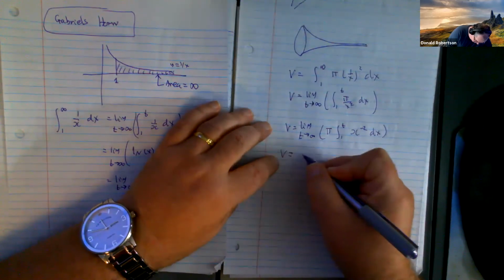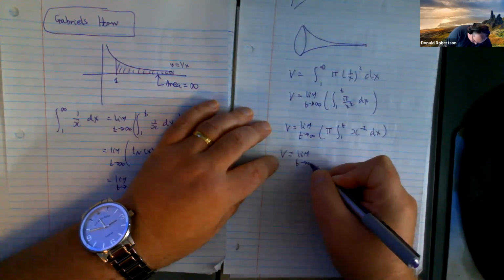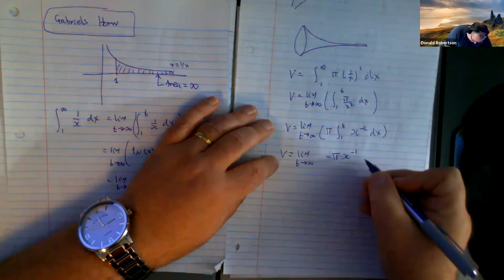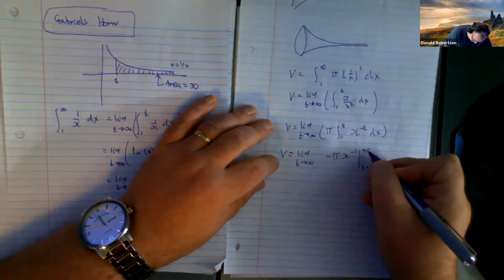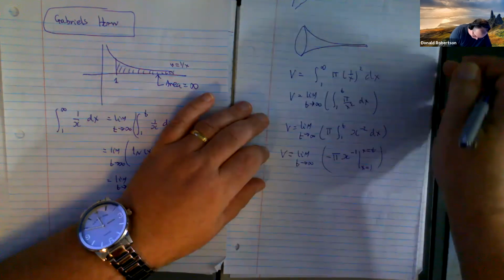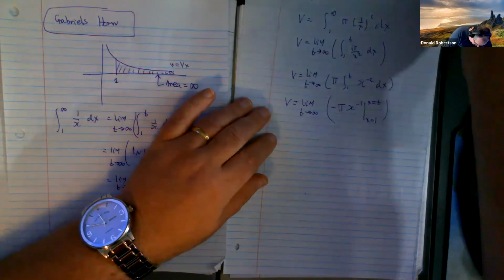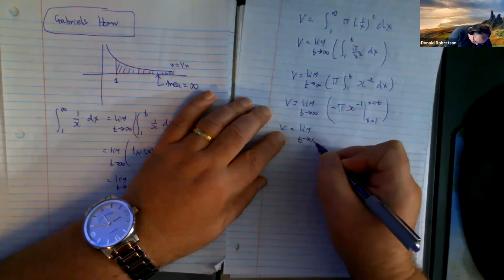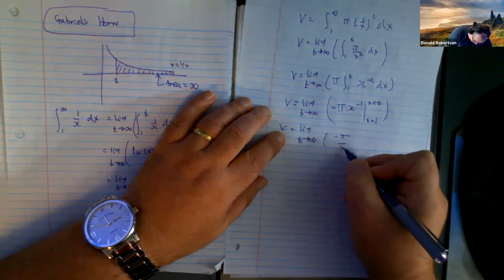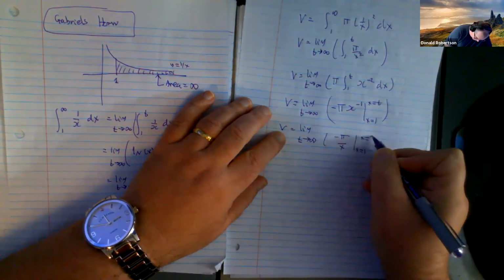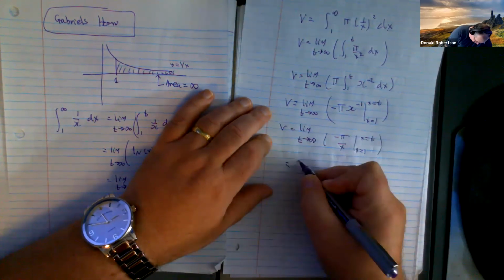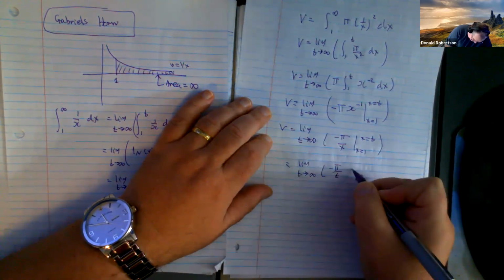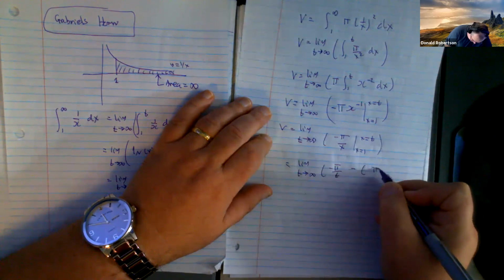So the volume of this shape is the limit as t tends to infinity. If you add 1 to the power and divide by the new power, you get that. You then evaluate it at 1 and at t. To make it easier to calculate, I'm going to take that -1 power and return it back to being a fraction. So we're now going to go the limit as t tends to infinity of that guy minus pi over 1, which is basically that guy.